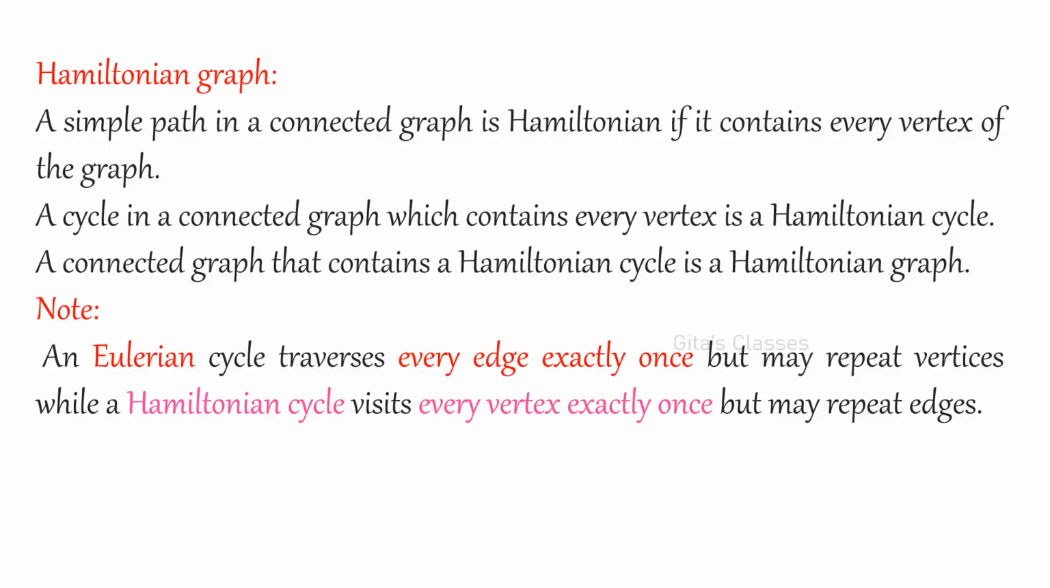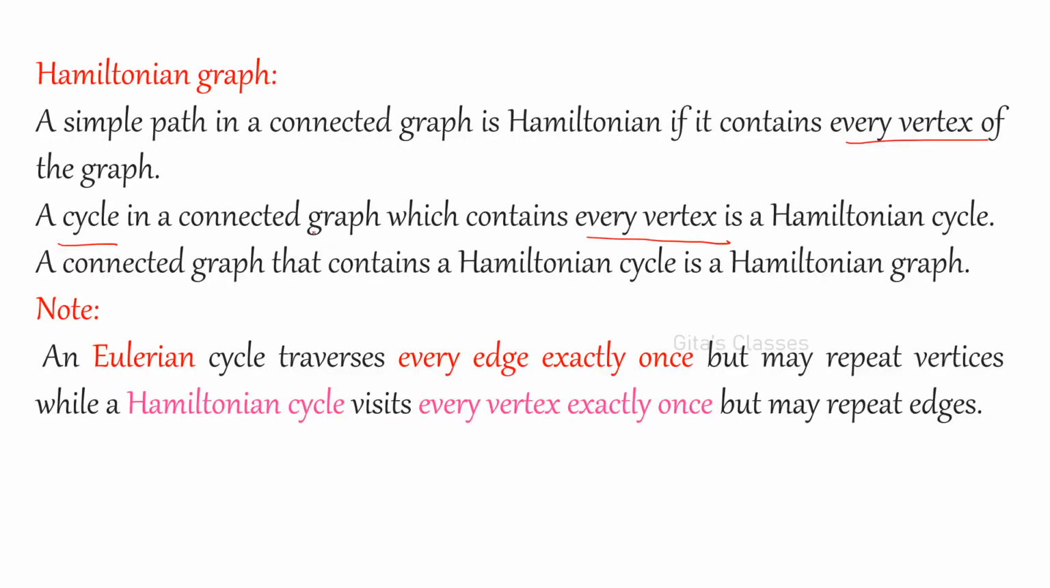Okay, let us see what is a Hamilton graph. A simple path in a connected graph is Hamiltonian if it contains every vertex of the graph. You have to start from one vertex and you should be able to traverse through all the vertices. Then it is said to be a Hamiltonian path. A cycle in a connected graph: cycle means the starting and ending vertices should be the same. So a cycle in a connected graph which contains every vertex is a Hamiltonian cycle.